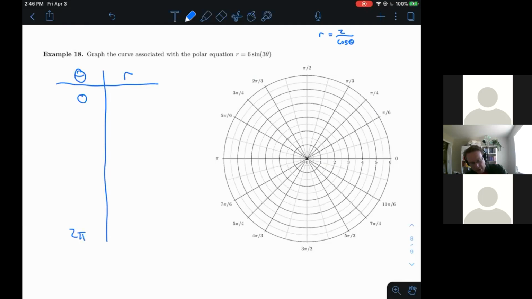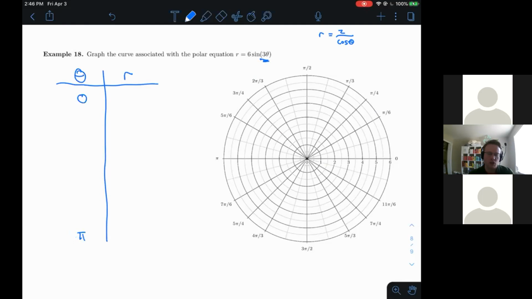The only problem is that when you put in different theta values, these actually get multiplied by 3. So everything's going to be happening a bit faster, because you have this being multiplied by 3. This is really changing the period for the sine function. It's actually maybe a good thing to start off with, since things are happening a bit faster.